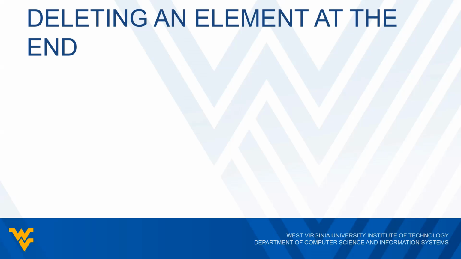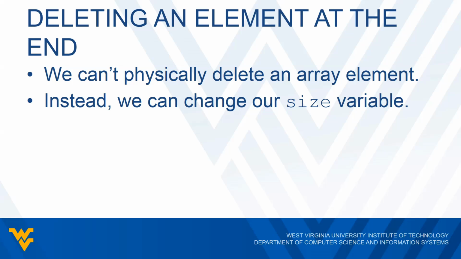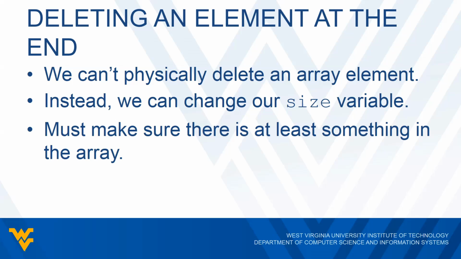Let's start by talking about how we can delete an element at the end of the array. Now, when we say we're going to delete an element, we're not physically deleting an array element. We're not unallocating the memory for that array spot. We're not removing it from the array. What we're doing instead is we just change our size variable, because that tells us how many elements are in the array, so we can just adjust that to tell us how many elements are left over, but also is a way to get rid of that last element. Now, before we can actually make that change, we do have to make sure there's at least something in the array before we start modifying the number of elements.